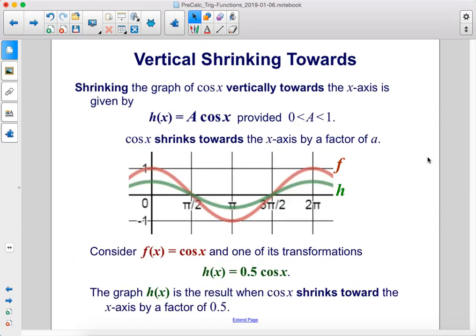Shrinking the graph of cosine x vertically towards the x-axis is given by h of x equals a times cosine x, provided that a is between 0 and 1. Cosine x shrinks towards the x-axis by a factor of a.